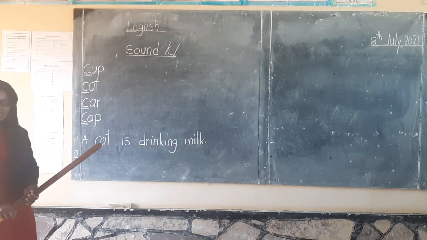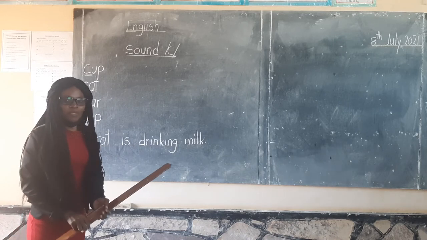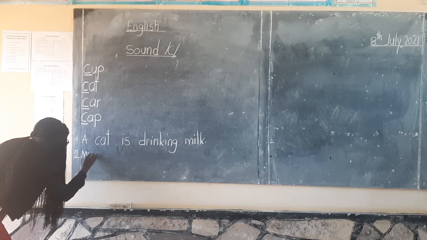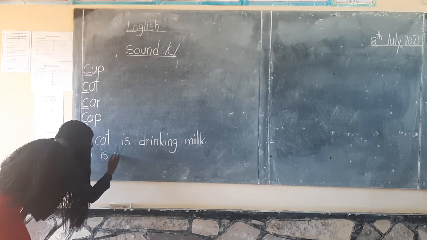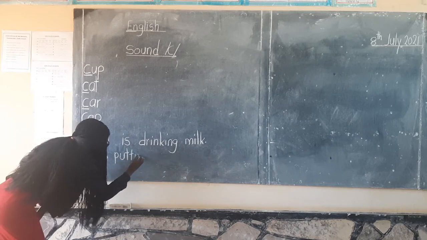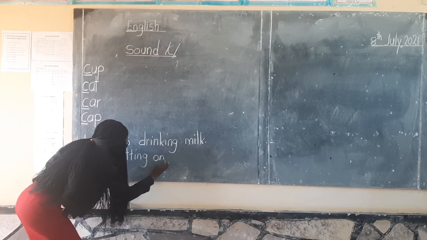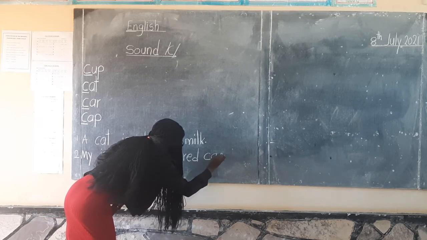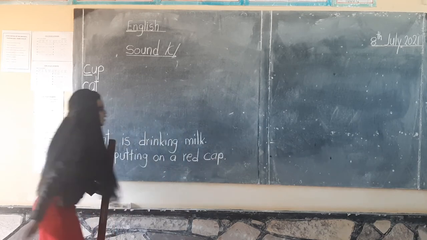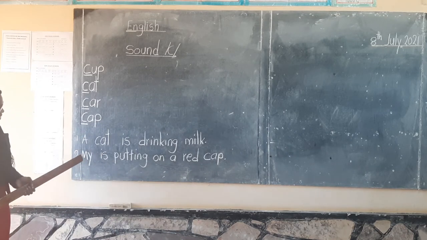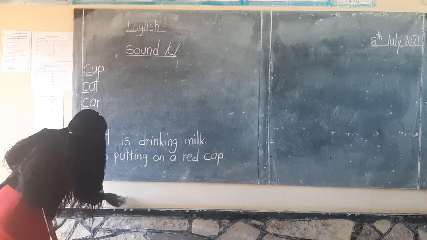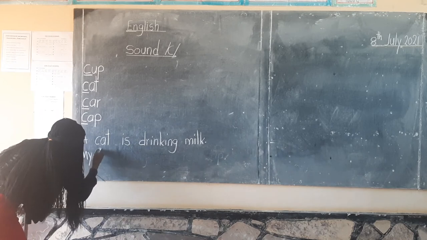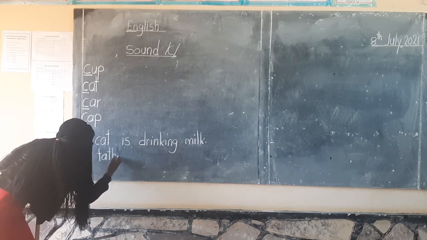Another sentence. My father is putting on a red cap. Okay. Have you been seeing him? I've seen your father putting on a red cap. Okay, let's read the sentence properly and clearly. My father.